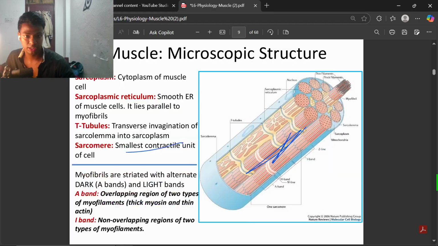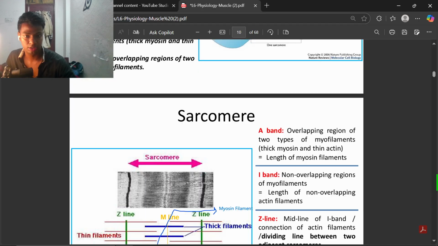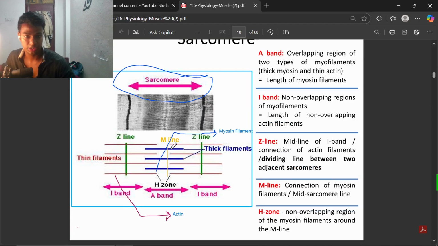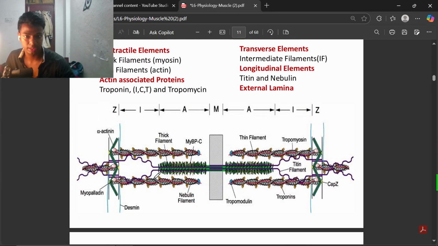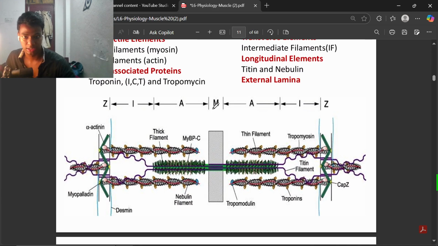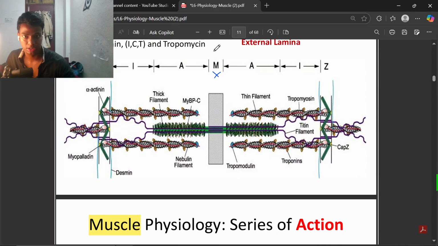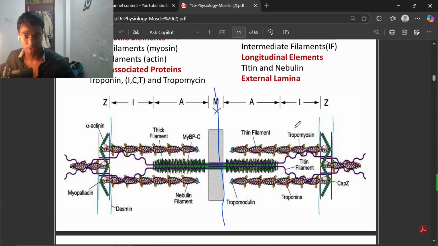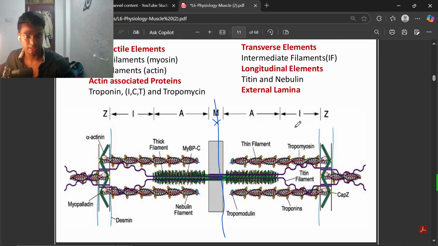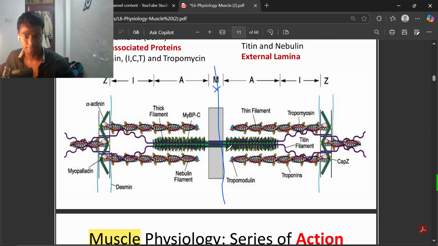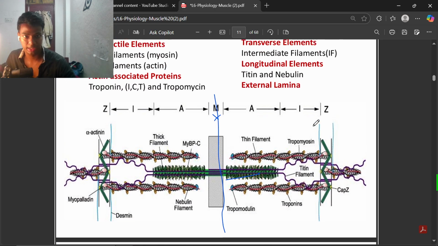So this is the thick filament which is in the middle, and this is all the thin filament. Yeah, here you can see actually the waistline, the H zone. This is the H zone. The M line, thick filament, also called myosin. The thick filament is myosin, and the thin filament is also called actin.